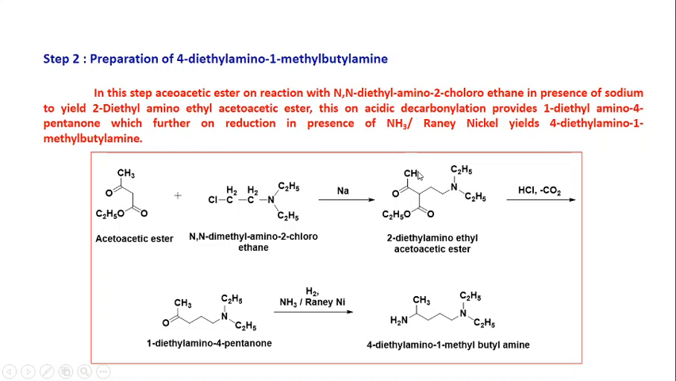When this diethylaminoethyl acetoacetic ester is treated with HCl, there is decarboxylation. Decarboxylation means removal of CO2. Here this bond breaks, the CO2 gets removed, and we get this compound, 1-diethylamino-4-pentanone.